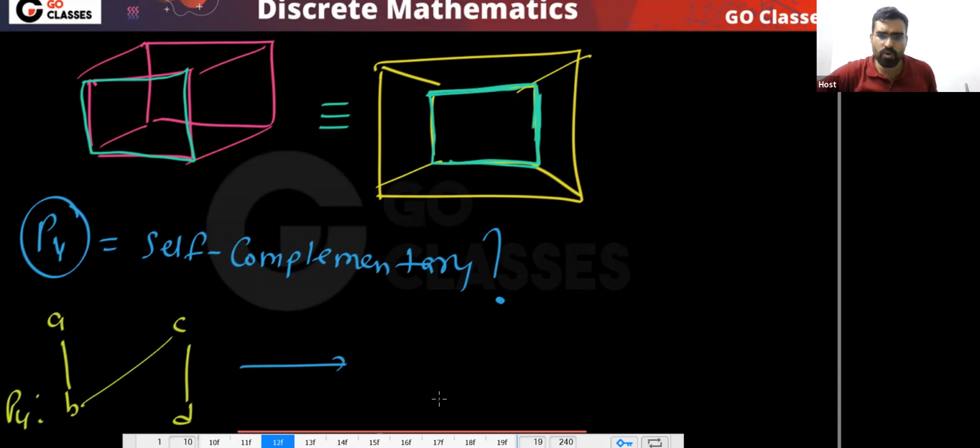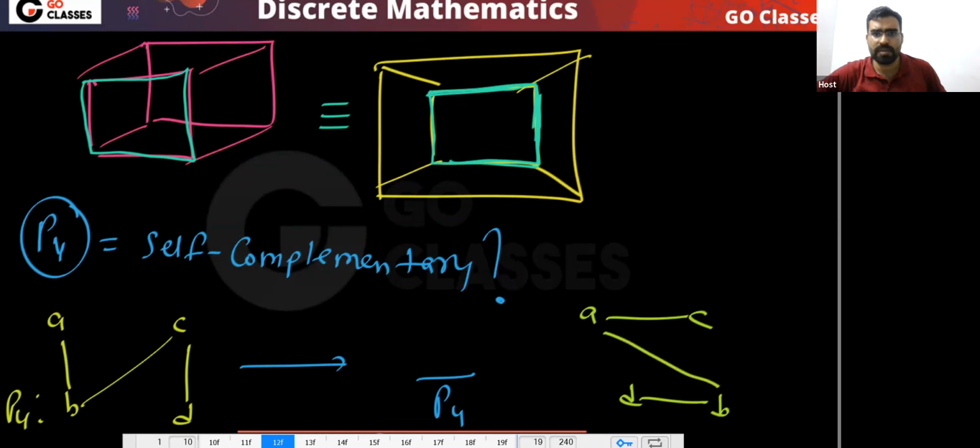Now, what will be P4 complement? So this is your path graph on 4 vertices, and your P4 complement will be like this. A will be connected to C, this A will be adjacent to C. This B will be adjacent to D. This A will be adjacent to D. Correct? Anyway, this will be the idea. So I can say this is B and this is D.